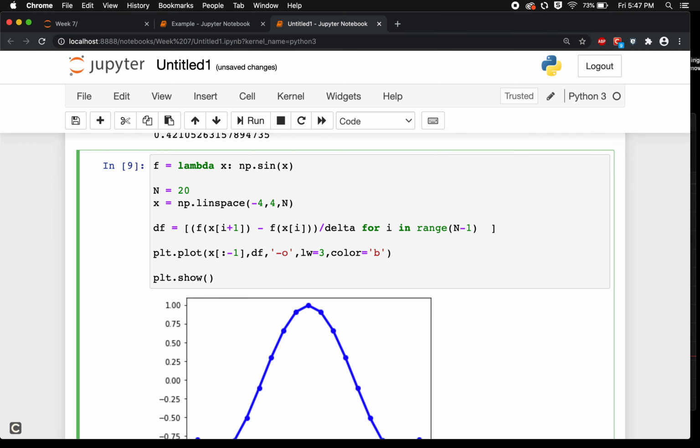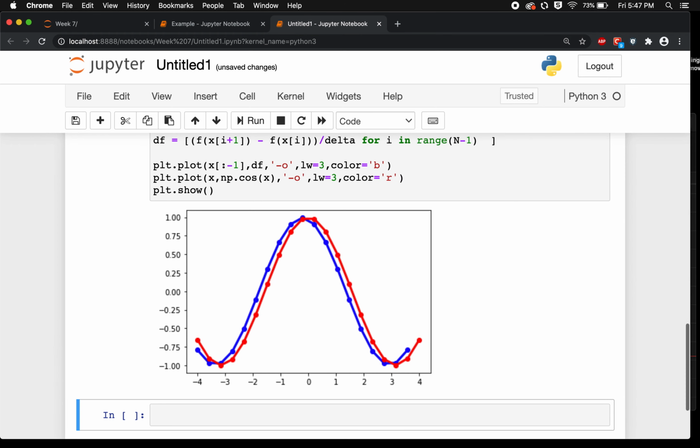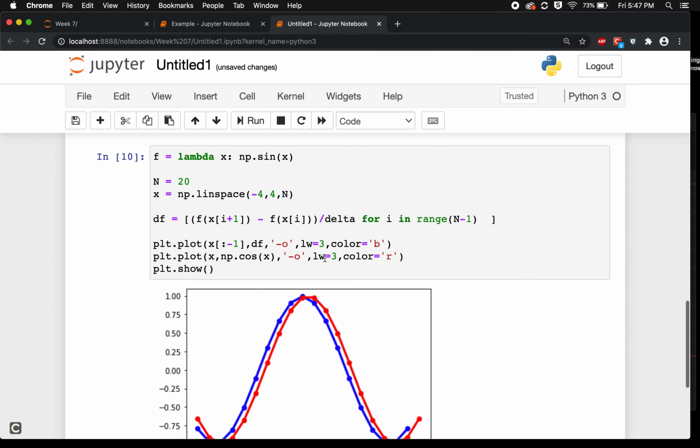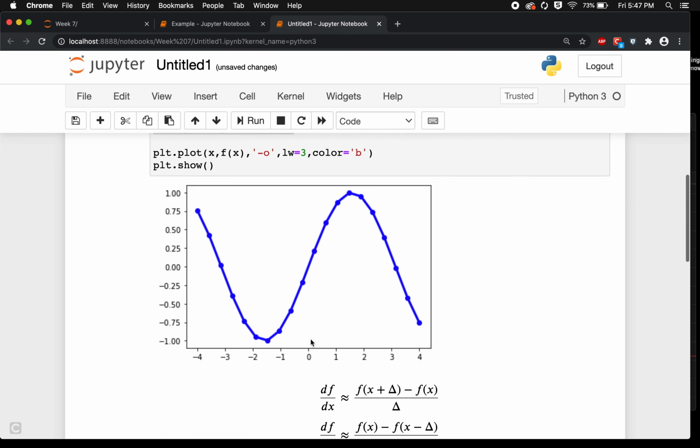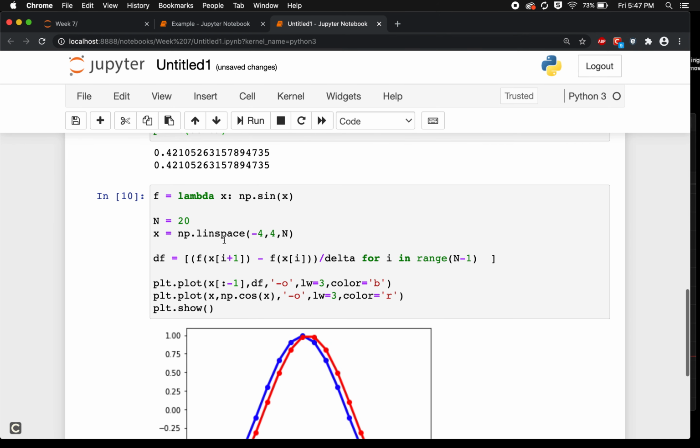If I wanted to look at the true derivative, I could do plt.plot x. The derivative of sine is cosine, and then let me just do the same: dash 0, line width equal to 3, and then color equal to red. And you see that they're not exactly matched. So the true derivative is a little bit shifted to the right. The reason why it's shifted to the right is because when we calculate the derivative up here, we're looking to the right to calculate the derivative.